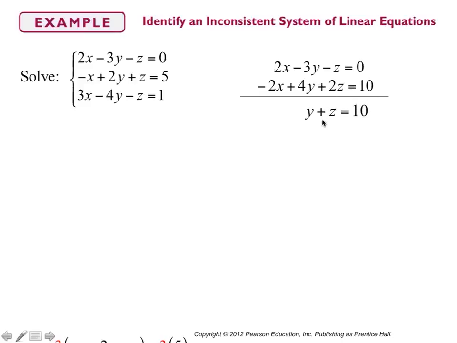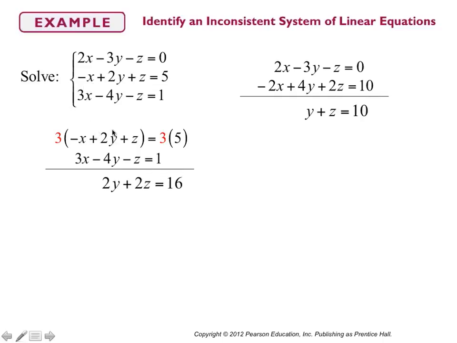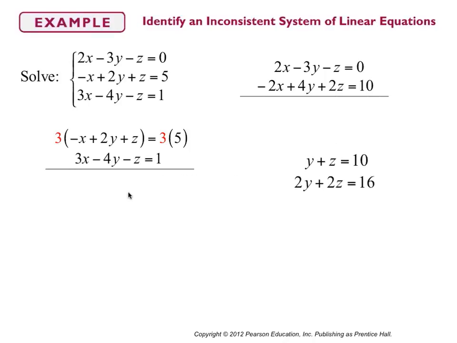We add them together and we get y plus z equals 10. And then since we didn't use our third equation, we need to use that one, which is 3x minus 4y minus z equals 1. That one's going to stay intact. And we're going to take this second equation and multiply by 3 so that we can eliminate this x. And once we do some distributing and combining, we should get 2y plus 2z equals 16. So we take our y plus z equals 10 and our 2y plus 2z equals 16, and we combine them by multiplying the top equation by negative 2. So we have negative 2y minus 2z equals negative 20.